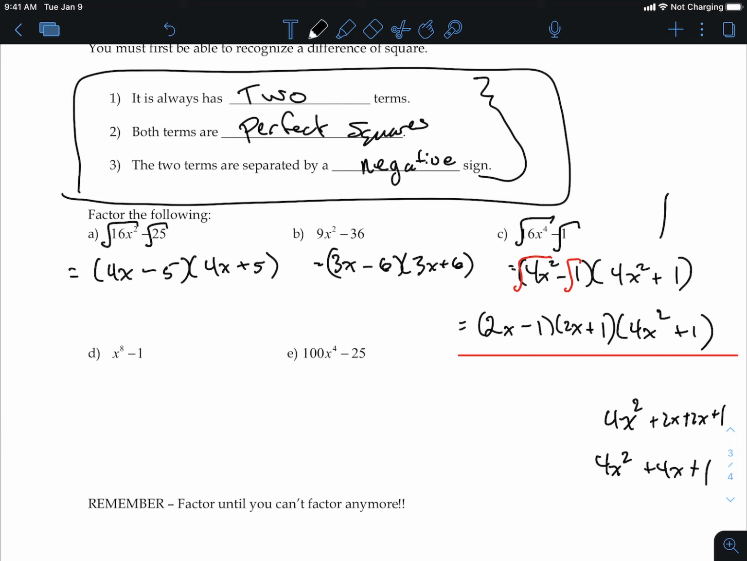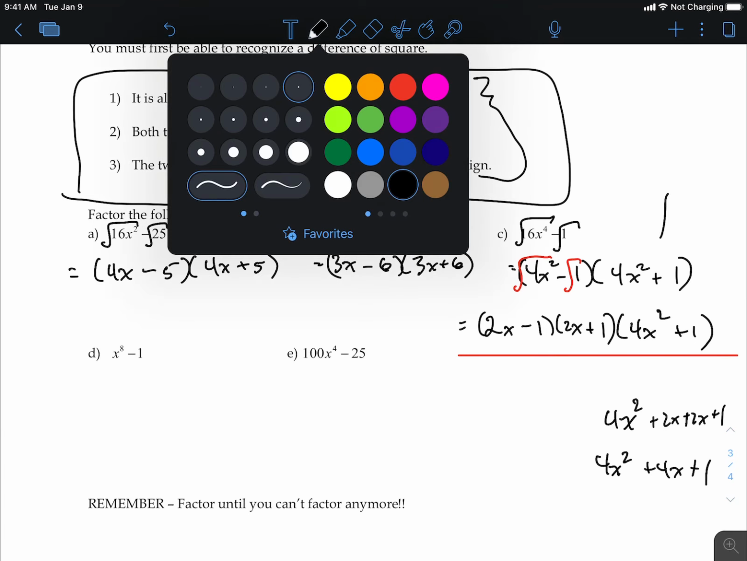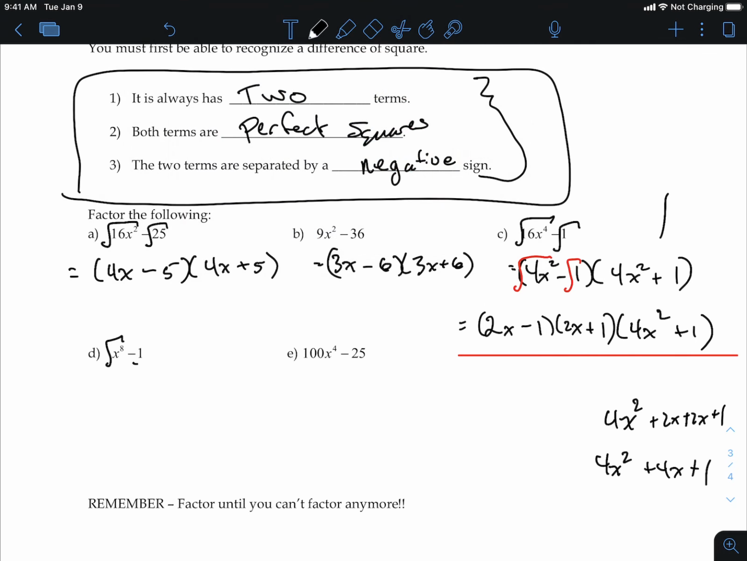The only way to make these harder is to keep throwing more and more x variables at you, right? So the next one just gets a little bit trickier. Square root of x to the 8, that's x to the power of 4 minus 1 times x to the power of 4 plus 1. You could go again, as we saw over here, with the x to the power of 4.